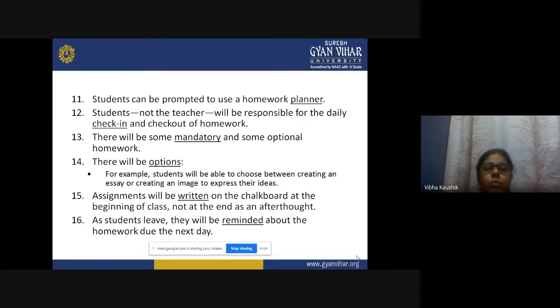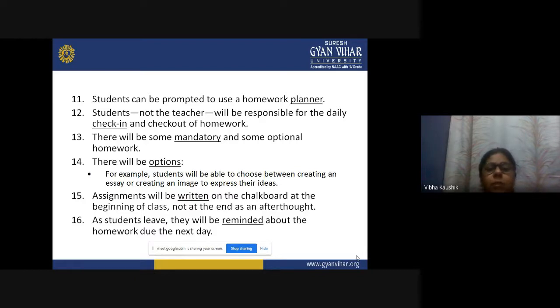Students can be encouraged to use a homework planner. We can suggest they use a homework planner. Students, not the teacher, will be responsible for the daily check-in and check-out of homework. Now, it is the sole responsibility of the students. That's why we are saying that homework will bring the students into a self-disciplined manner. So it is the students, not the teacher, that have to be responsible. The students should be responsible for their daily work, for their daily home assignments.